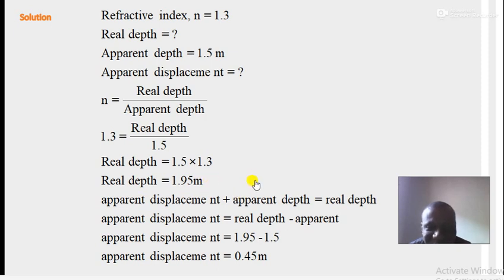Now the apparent displacement therefore is given as follows. The apparent displacement is equal to the real depth minus the apparent depth. The real depth minus the apparent depth will give us the apparent displacement. So therefore we have to subtract the apparent depth, which was given as 1.5. When we do the subtraction, we get 0.45. All units are already in meters, so we just attach meters to the calculation and that sums it up.